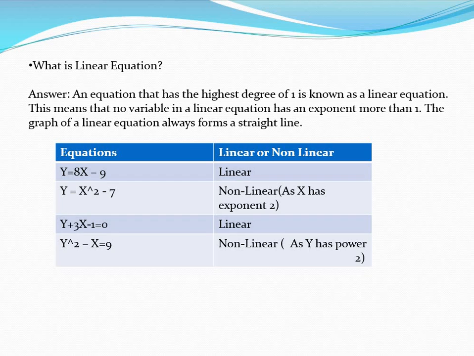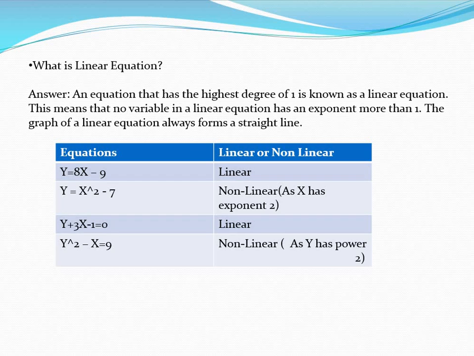The first equation is y = 8x - 9. It is a linear equation because the exponent is 1. The power is 1. Okay. And the second equation, y = x^2 - 7. It means the power of x is 2. So this is a non-linear equation.